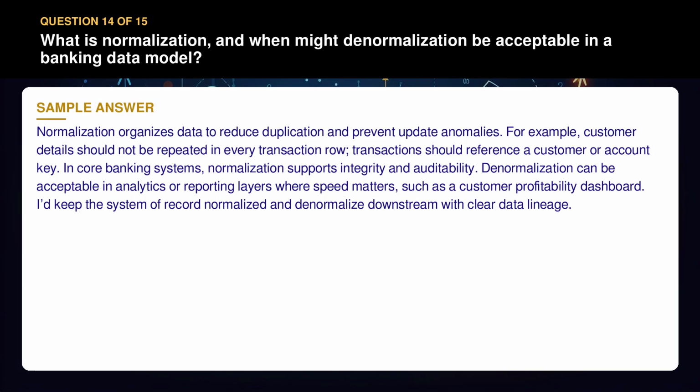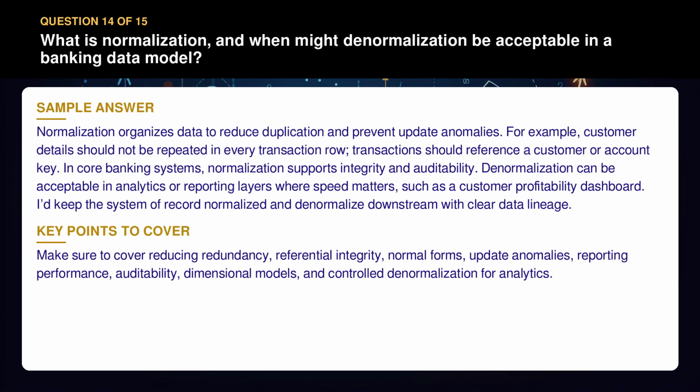For example, customer details should not be repeated in every transaction row. Transactions should reference a customer or account key. In core banking systems, normalization supports integrity and auditability. Denormalization can be acceptable in analytics or reporting layers where speed matters, such as a customer profitability dashboard. I'd keep the system of record normalized and denormalized downstream with clear data lineage.